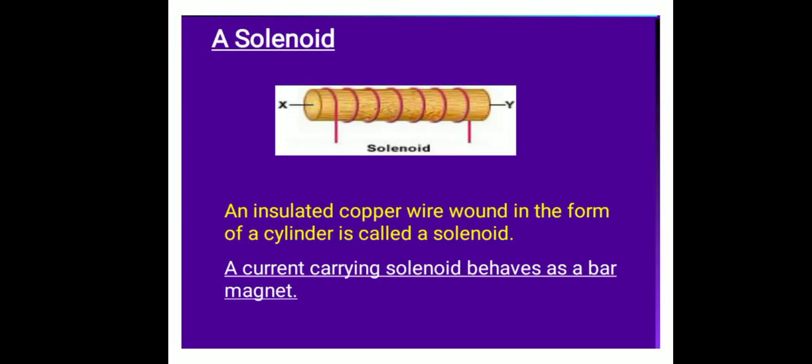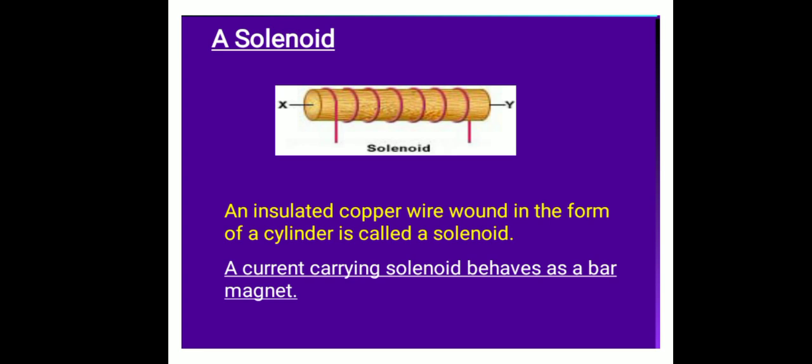Now let us discuss the next point, the solenoid. What is a solenoid? An insulated copper wire wound on a cylindrical cardboard or a plastic tube such that its length is greater than its diameter is called a solenoid. Or simply, an insulated copper wire wound in the form of a cylinder is called a solenoid, as shown in the figure. Now a current carrying solenoid behaves as a bar magnet.